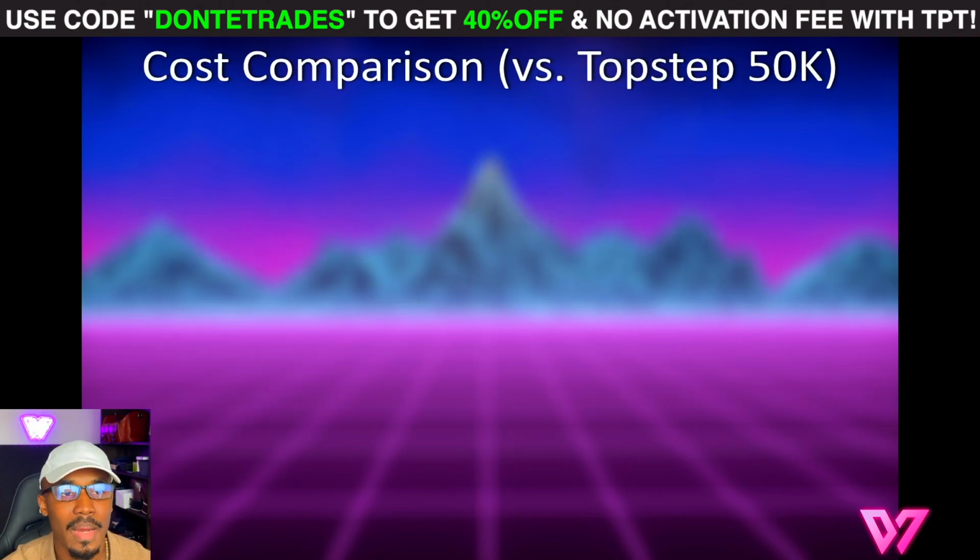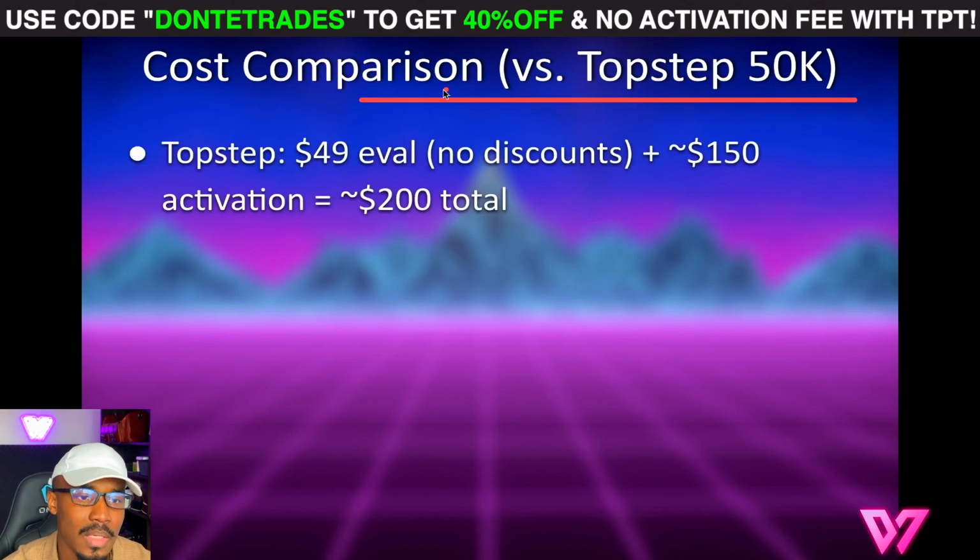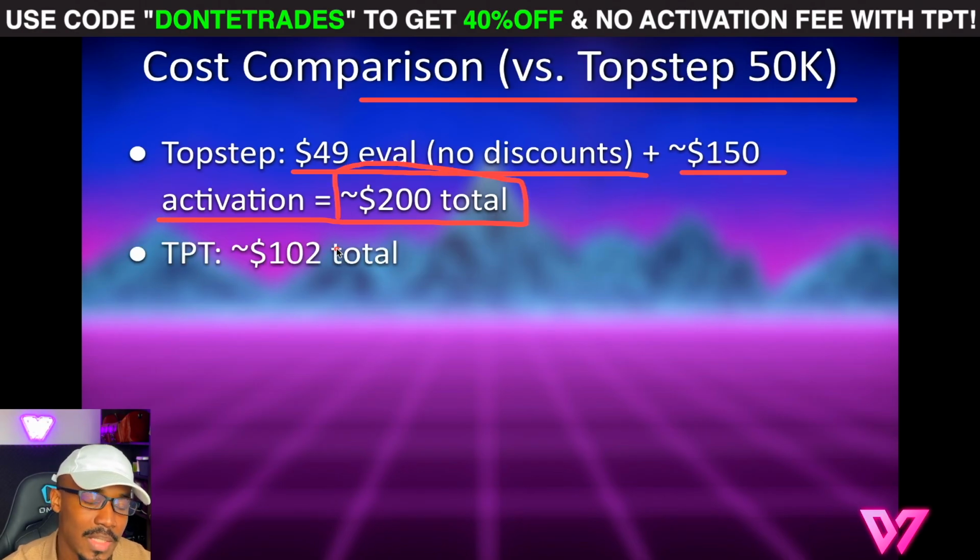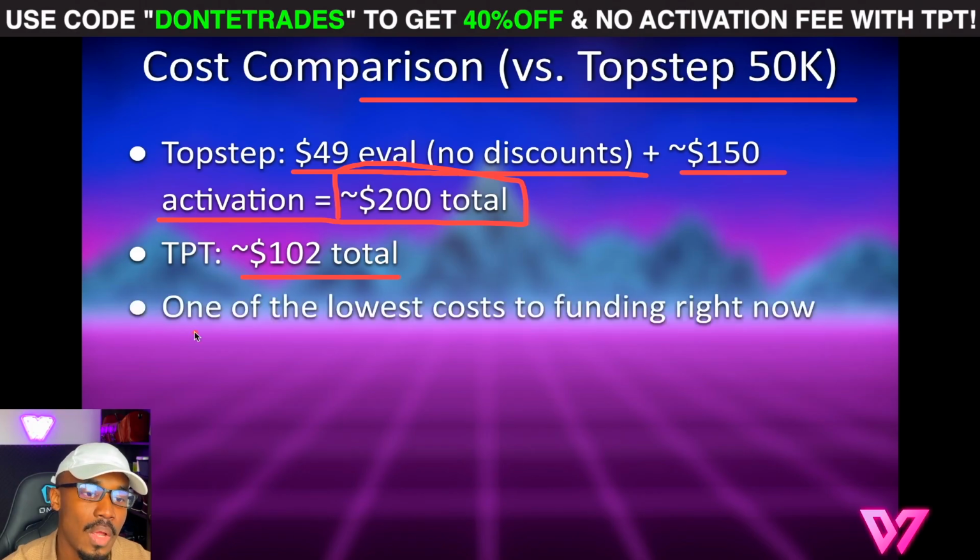Now let's actually compare this to something like Topstep. And again, the reason why we use Topstep is just because they're really popular, right? So Topstep, they cost $49 for evals and you get no discount. And then once you pass, you have a $150 activation fee. So this is going to give you $200 in total versus TPT with the discount, you're only going to be looking at $102 in total. So again, one of the lowest costs of funding right now.